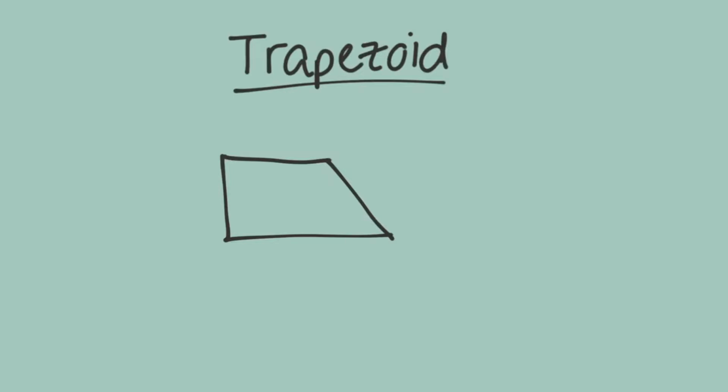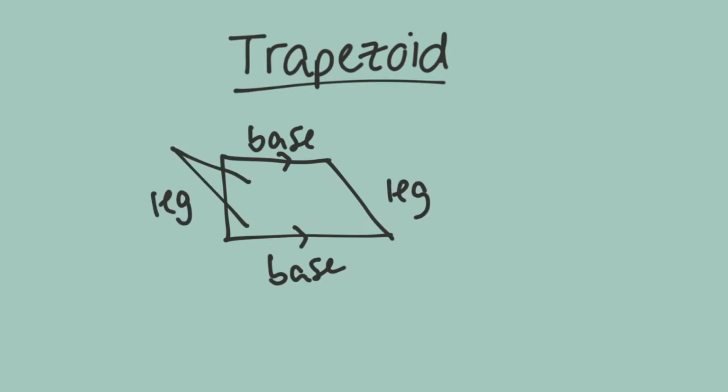We're going to look at properties of quadrilaterals that are not parallelograms. One type of quadrilateral is a trapezoid. Trapezoids have exactly one pair of parallel sides. And then for this trapezoid, if the top and bottom are the parallel sides, those are the bases, and then these are the legs. These two angles are supplementary, and so are these two angles.